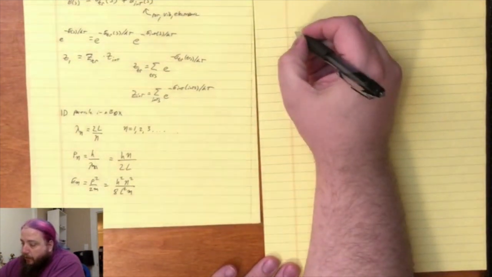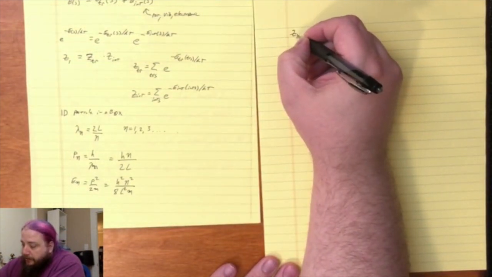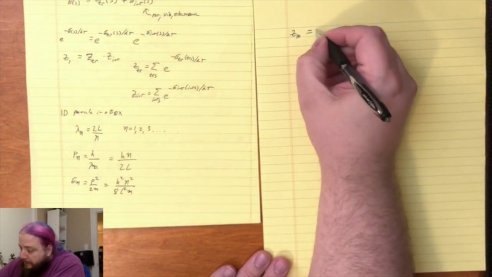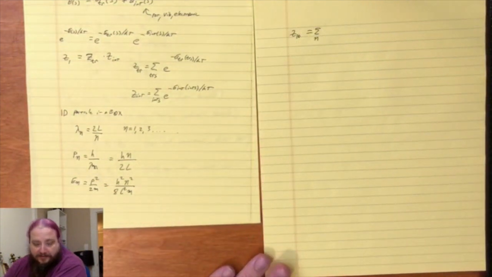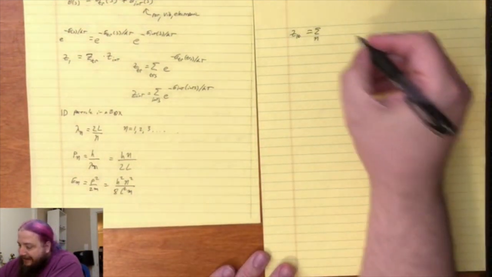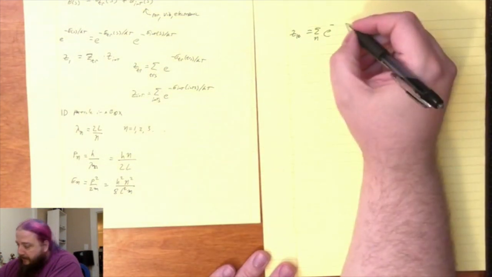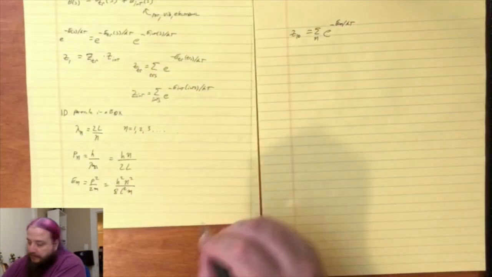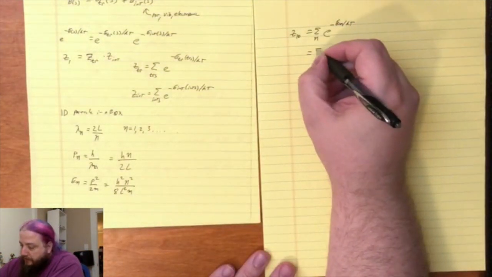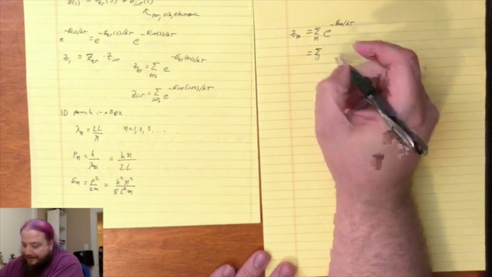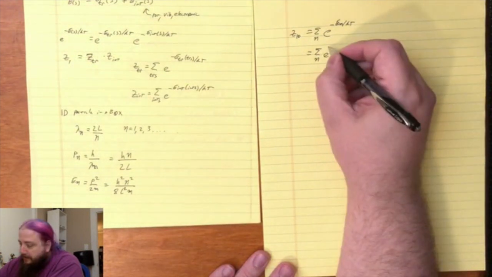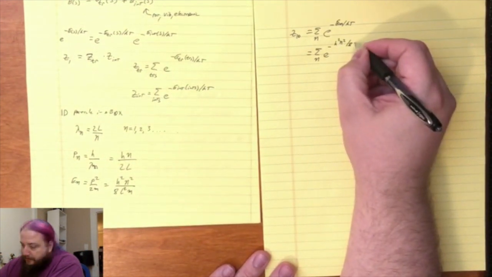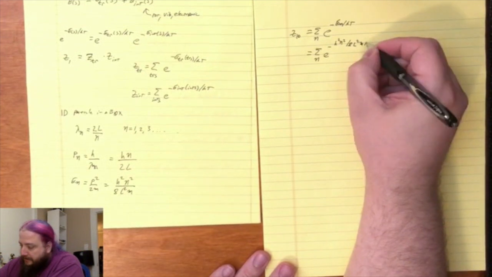So then our one-dimensional single particle partition function will be the sum over all those different n's of e to the minus energy of n over kT, and that's going to be the sum over n of e to the minus Planck's constant squared n squared over 8L squared mkT.